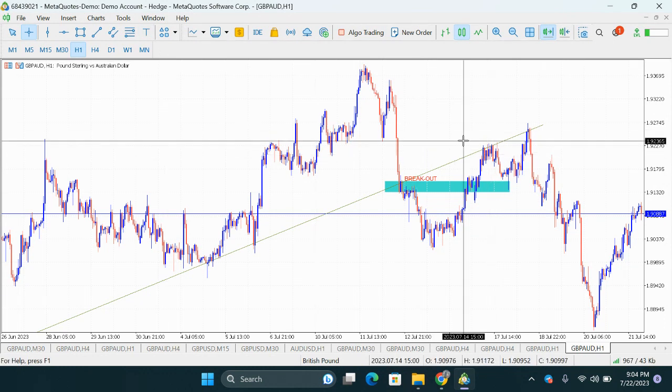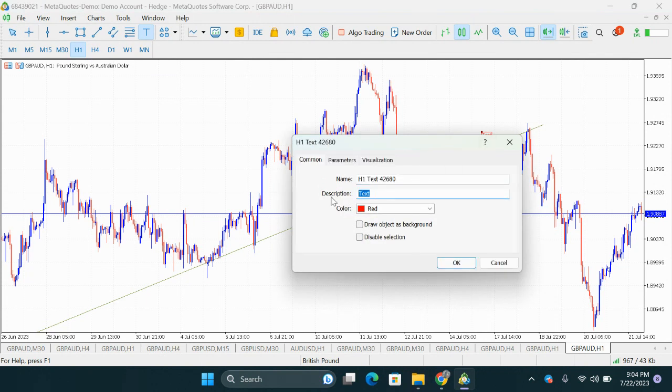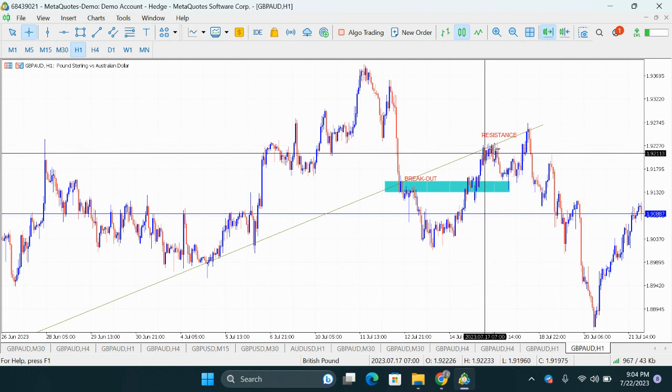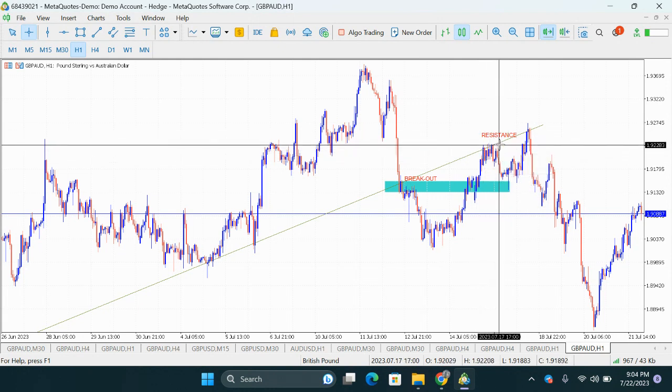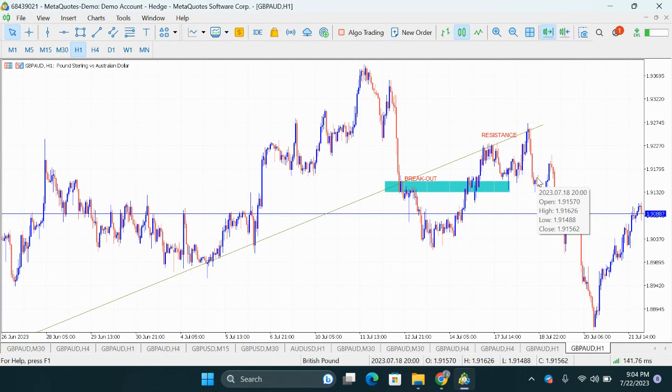So let me label that. So basically, this is our resistance. You understand? Now, this is it. This is our resistance right here. Price tested it and actually sold. So this is about 62 pips, which is very, very good. If you catch 62 pips with a $100,000 account, man, you'll be rich. You understand?